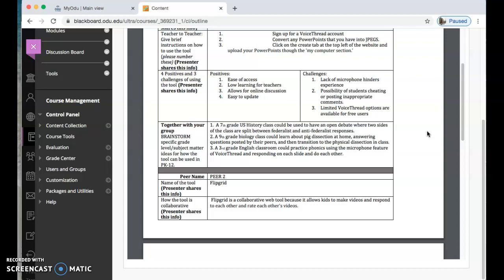But make sure that you have specific ideas for how the tool can be used collaboratively with kids. You can pick an SOL, or you could just be grade and subject, which is also fine. Okay? And as always, send me drafts. I'm happy to look at them.